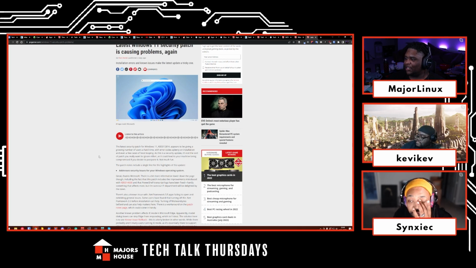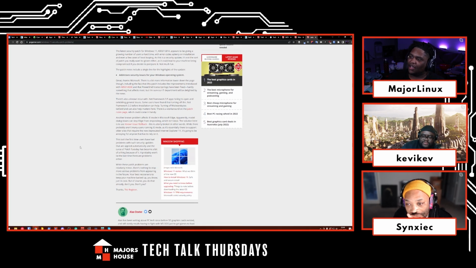There's also a known issue with .NET Framework 3.5 apps failing to open and exhibiting general issues. Well, that's fun. Some users have found that turning off the .NET Framework 3.5 before installation can help. Turning off Malwarebytes beforehand can also help matters here. There's a workaround on the patch notes page, which could come in handy.